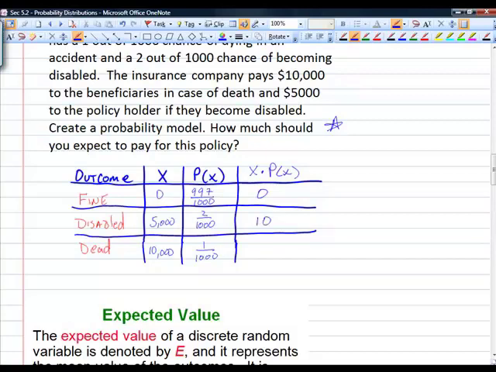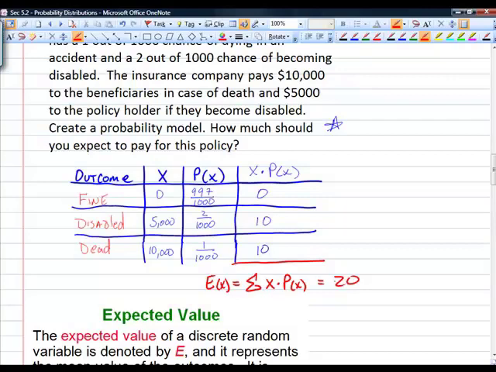And then 10,000, I get 10,000 if I'm dead or my family does. So 1 over 1,000 times 10,000 is 10. If we add up the random variable times the probability that that's going to happen, we see here what we call the expected value. And that's going to be the sum of what the random variable is times the probability that that particular random variable occurs. And in this case, it's 20.